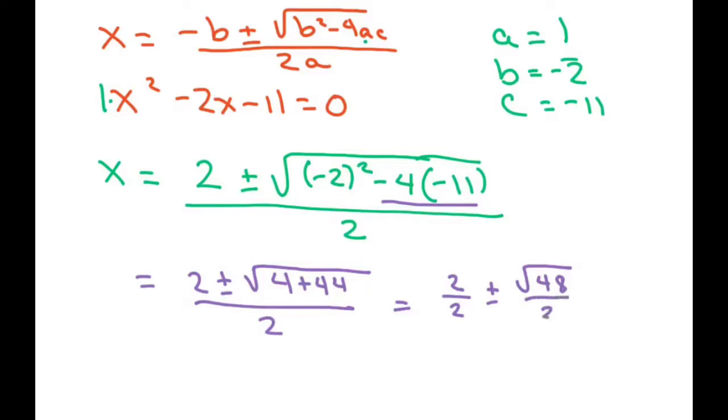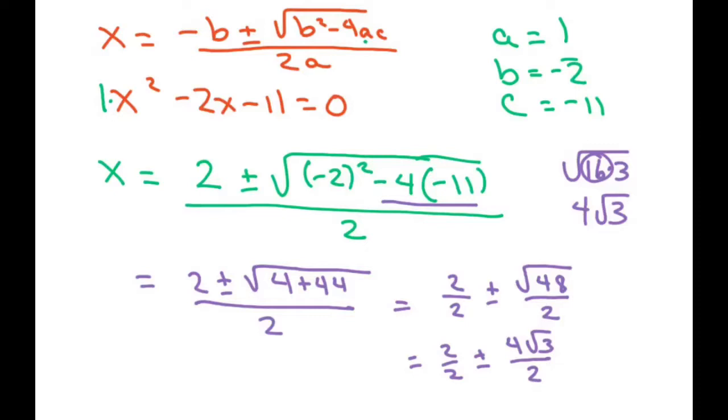Now 48 can be written as the square root of 16 times 3. If you pull out the 16, the square root of 16 is 4, so you have 4 square root of 3. So what we're going to get is 2 over 2 plus or minus 4 square root of 3 over 2. Therefore, the 2's will cancel here, this equals 1, and 2 goes into 4 twice. So your solution is x equals 1 plus or minus 2 square root of 3.